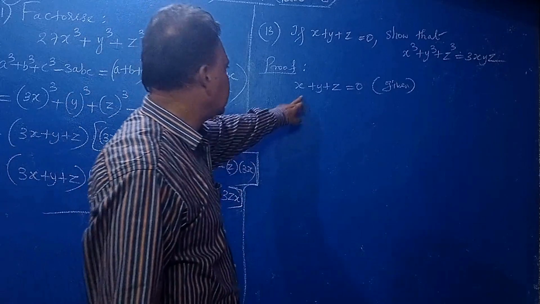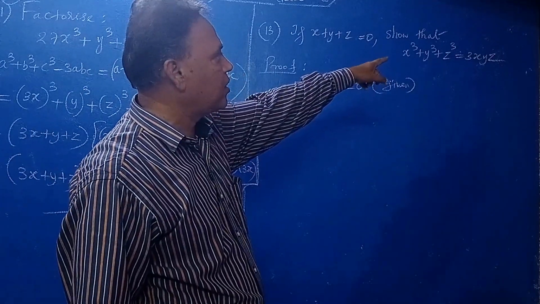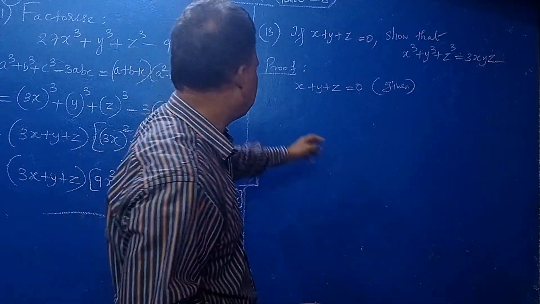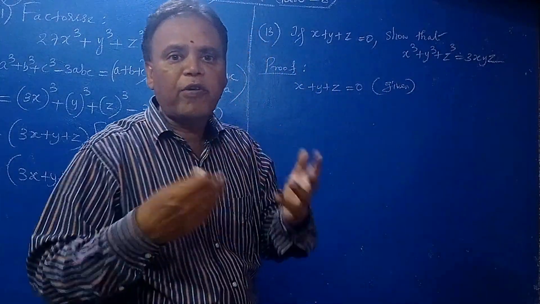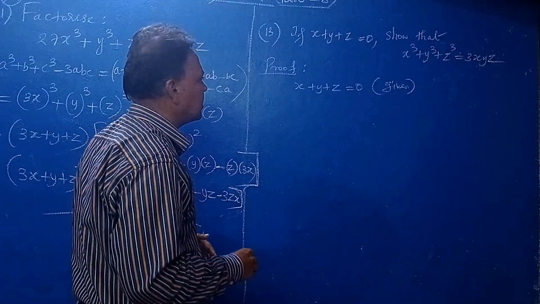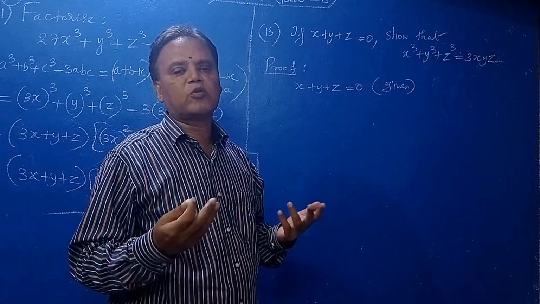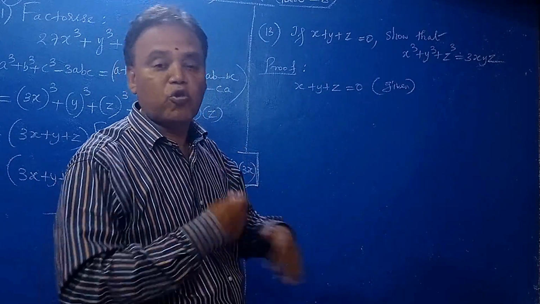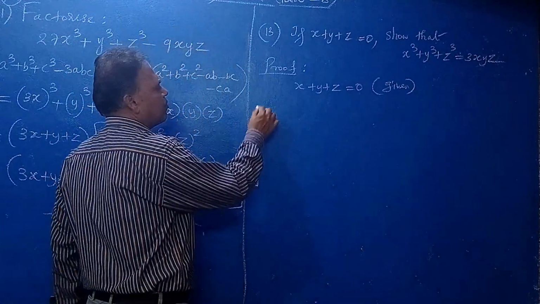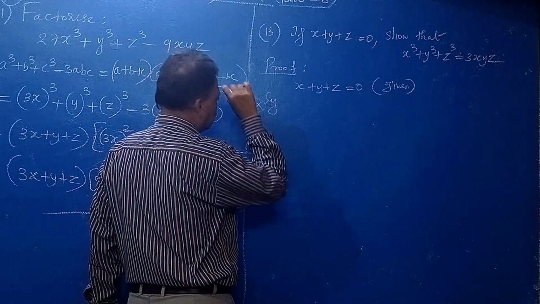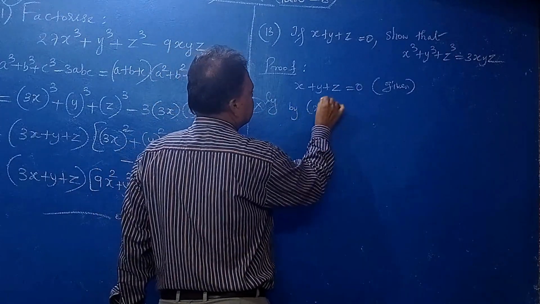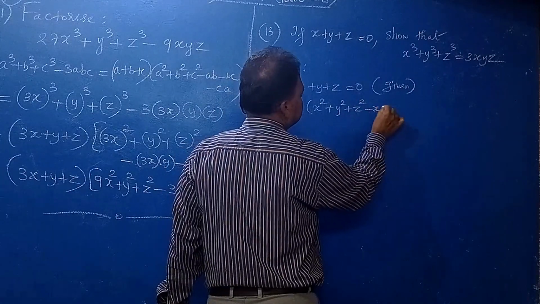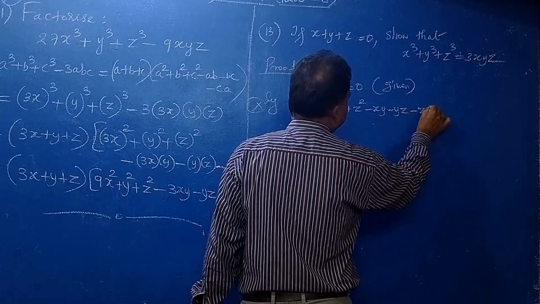Here you remember the formula a cube plus b cube plus c cube minus 3abc is nothing but what? (a plus b plus c). One factor is there, but one more factor is not there. How to find that factor? That factor is x squared plus y squared plus z squared minus xy minus yz minus zx. That factor is not there, so simply multiply both sides by this factor, x squared plus y squared plus z squared minus xy minus yz minus zx.